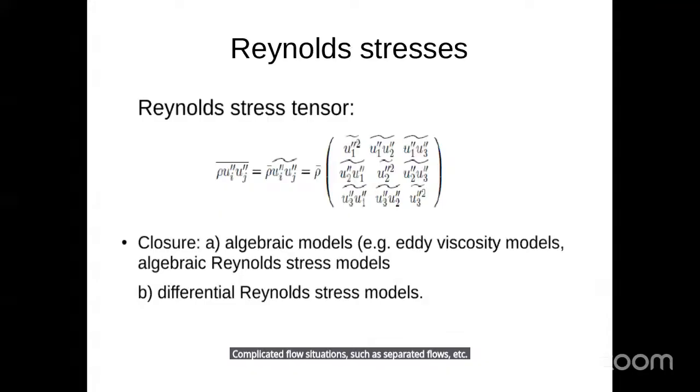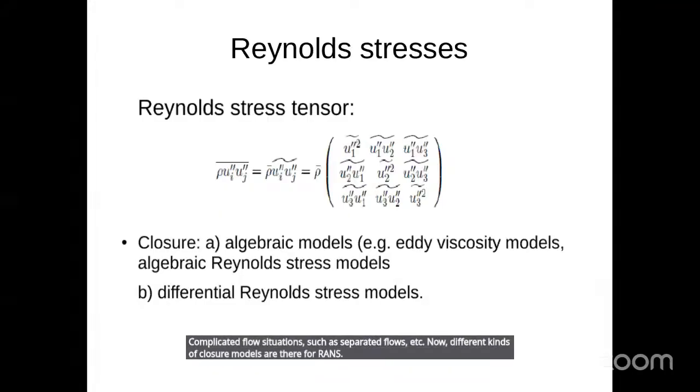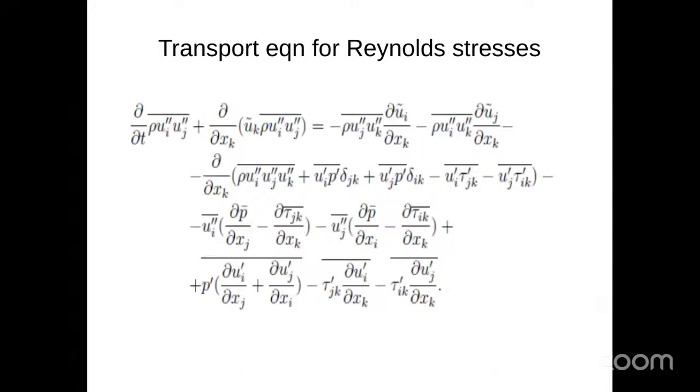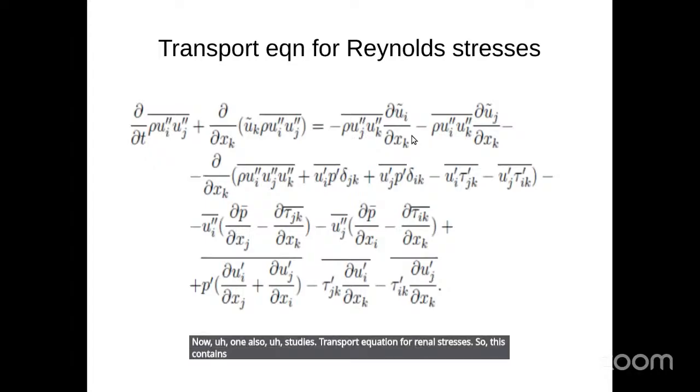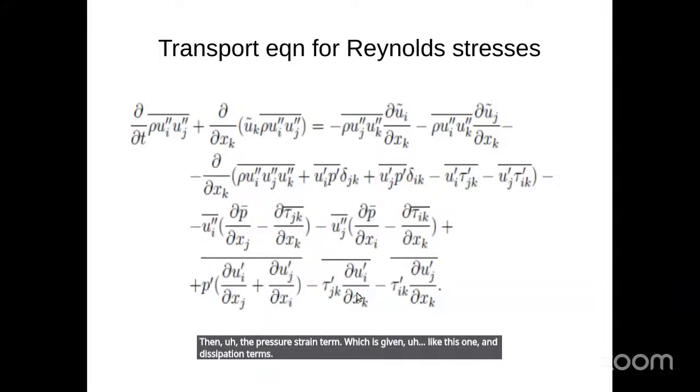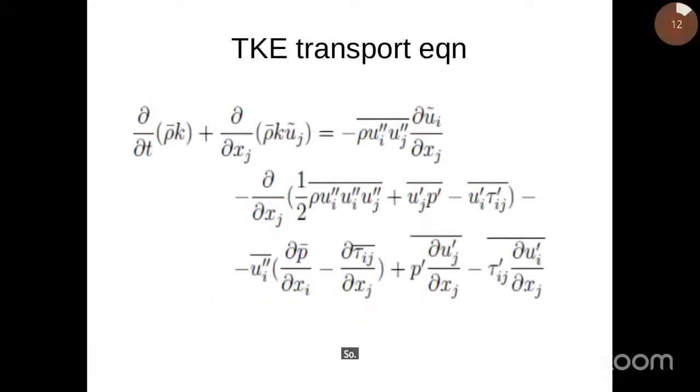Now, different kinds of closure models are there for RANS. I'll not go into this. These are some of the types of models which are there. Now, one also studies the transport equation for Reynolds stresses. So this contains the production term, then various diffusion terms, then the pressure strain term, which is given by this one, and dissipation terms. So then there is the TKE transport equation, which I will not go into.